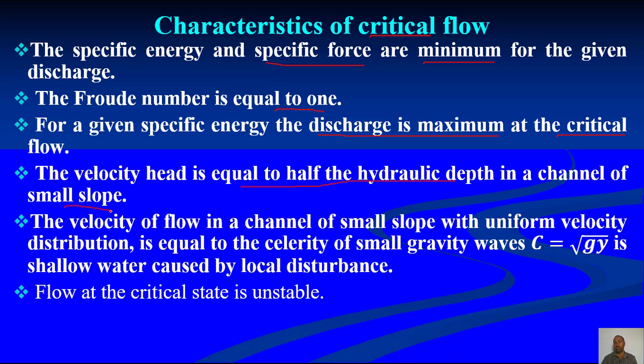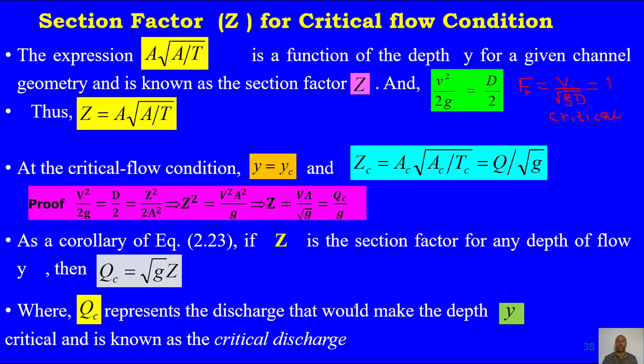If the slope is very small, the velocity of the flow in a channel of small slope with uniform velocity distribution is equal to the celerity of small gravity waves, where celerity is square root of gy. So just for shallow water caused by local disturbance, the flow at critical state is unstable. So these are the main characteristics of critical flow.